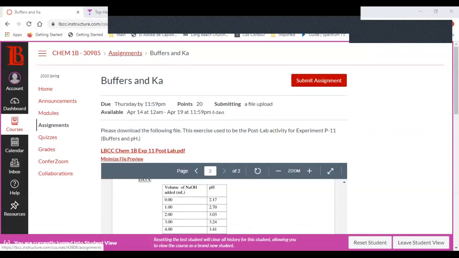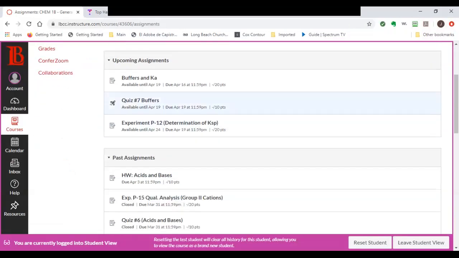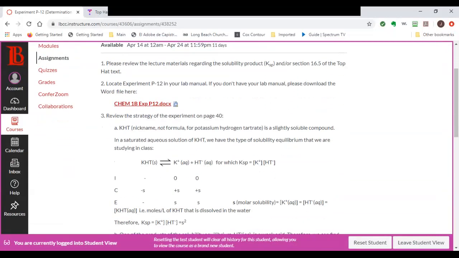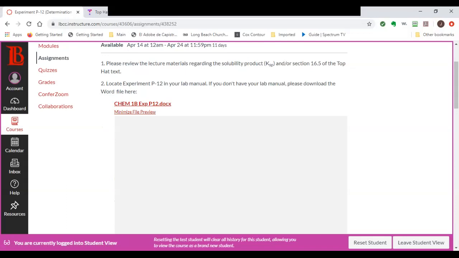So again, if we go to the assignments here, notice that you have several things going on. You have your quiz, which you need to do by Sunday, and then experiment P12, which is a determination of KSP. So this is one of those where you have several steps in it. Again, we studied KSP tonight. You can either look over our lecture materials or read it in the Top Hat text. Then in your lab manual, this experiment is in there.